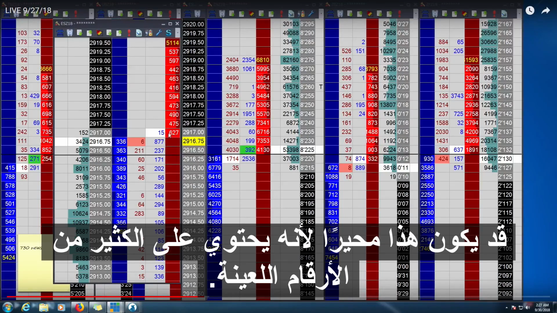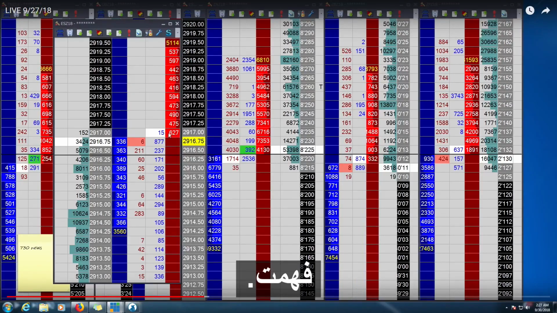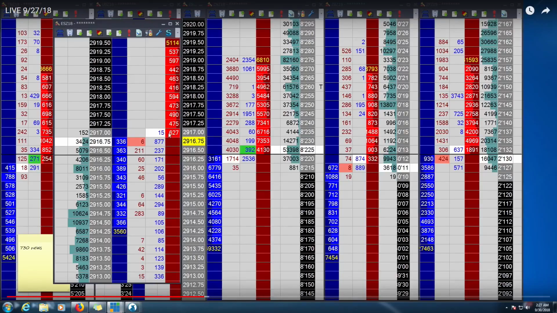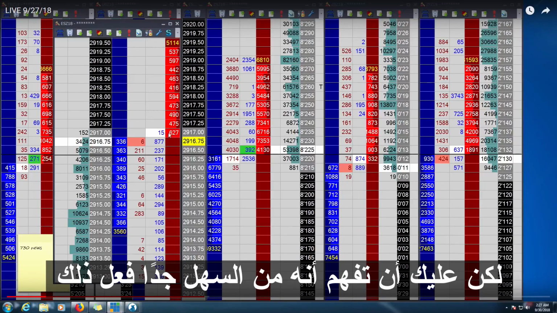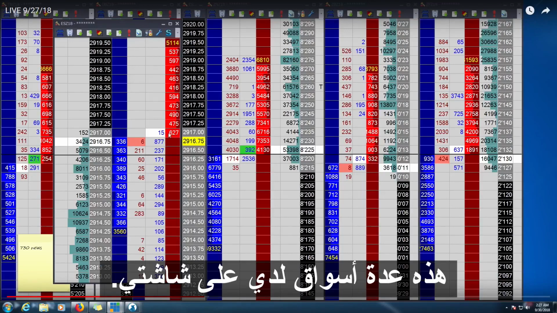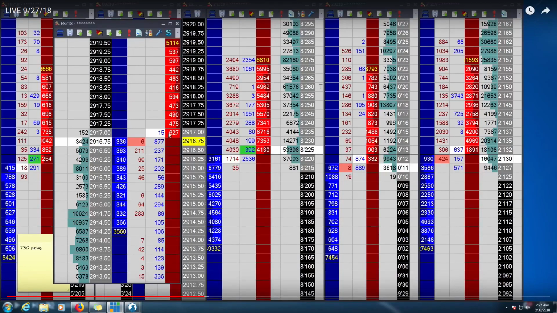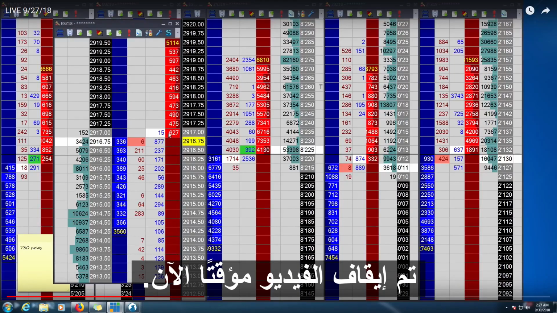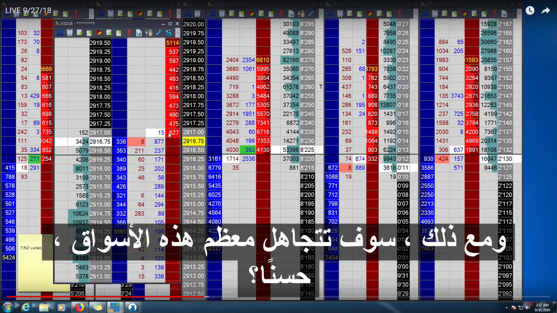This may be confusing, because it's a lot of numbers. I get it, and this could be a huge turnoff for people who want to trade the DOM. But you need to understand that this is actually pretty easy to understand, and it doesn't take that long to get good at reading all of these at once. This is several markets I have on my screen. This is a recorded session, and the video is paused right now. However, you're going to ignore most of these markets, okay?